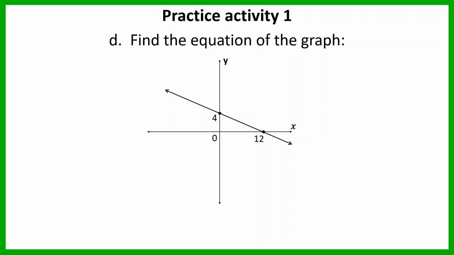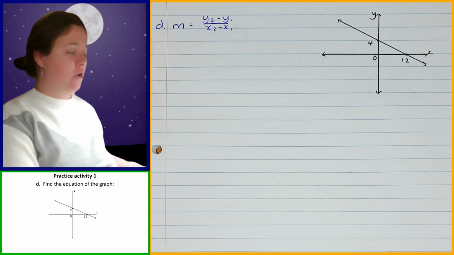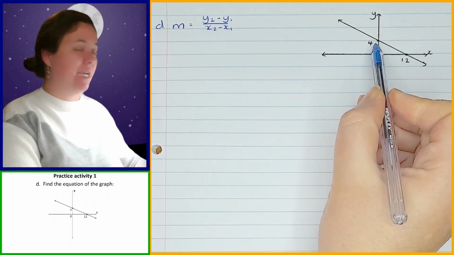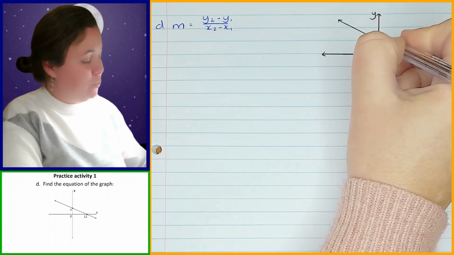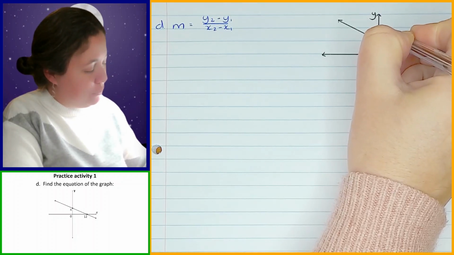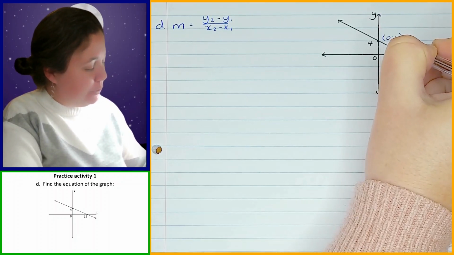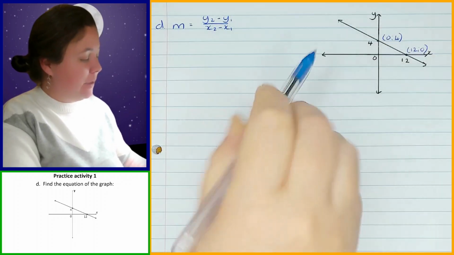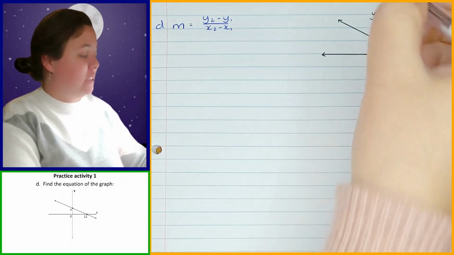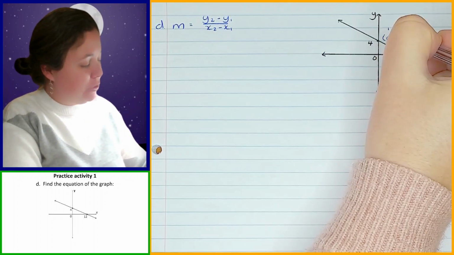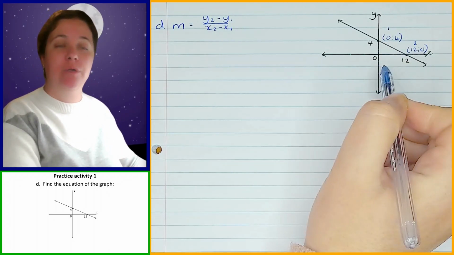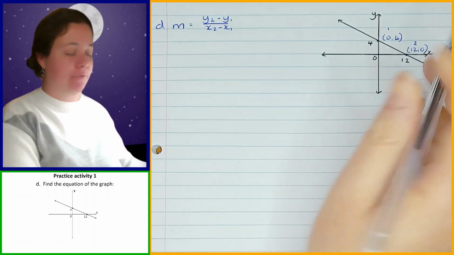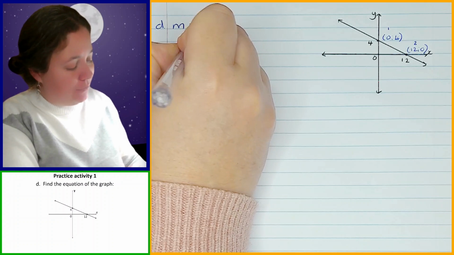Okay, so let's go through that question. I'm going to start off by writing these down as coordinates. This point is (0, 4), and this is the point (12, 0). I'm going to choose to make this one point 1 and this one point 2. It doesn't really matter which way around you do it because neither of them has any negative values. Now I'm going to fill that into my equation.